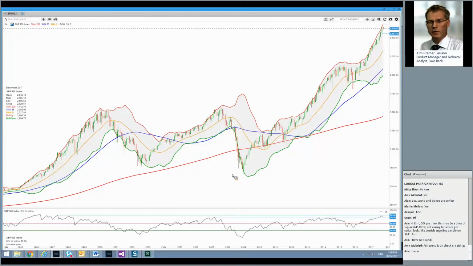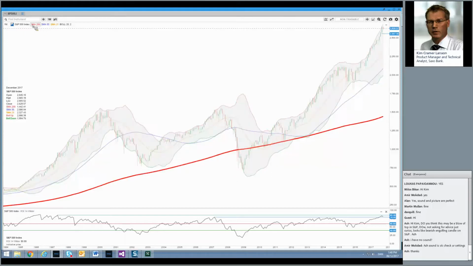Not to say that it can't continue a little bit more, but as you can see, it is a massive move, and it's the longest streak of positive months that we have seen in history, and it is the longest streak of days without a 3% correction. Any day, new records all the time. Question is, how long can it go on?